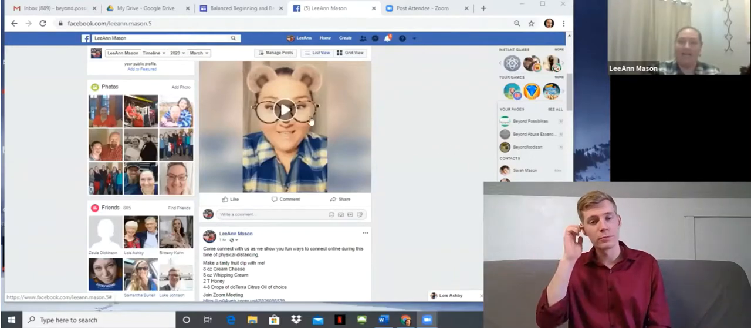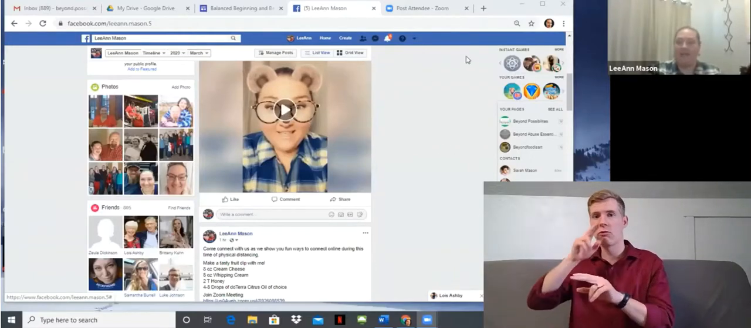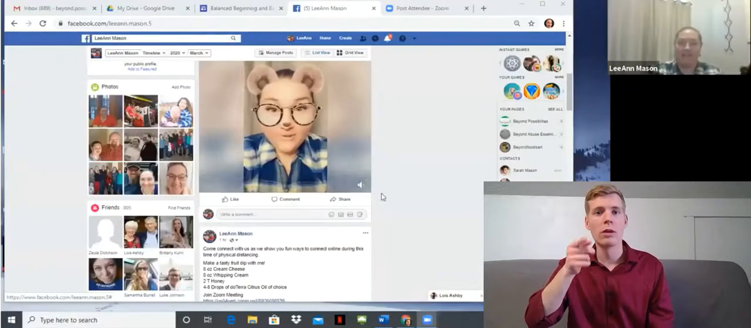Snapchat is a fun way to put filters on, and I just realized I didn't share my audio when I hit share. So one sec. All right, I'll share my audio so I can play this.